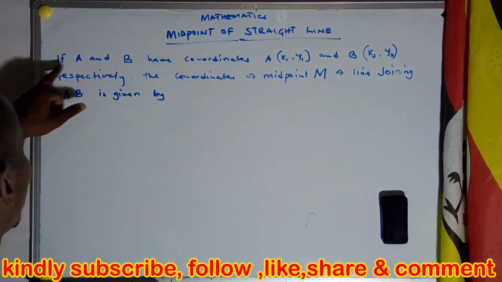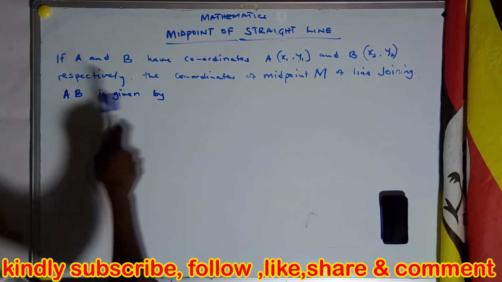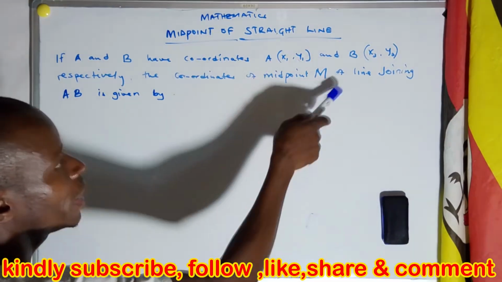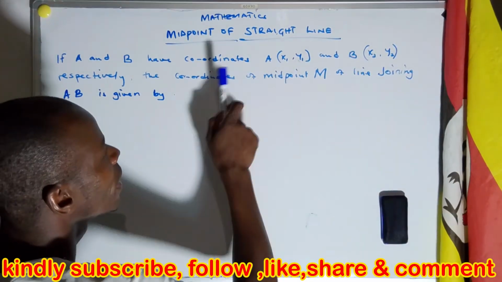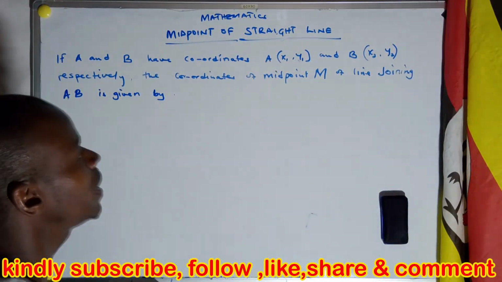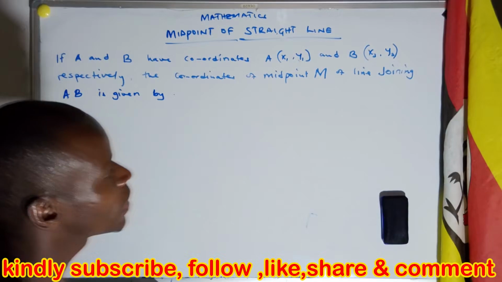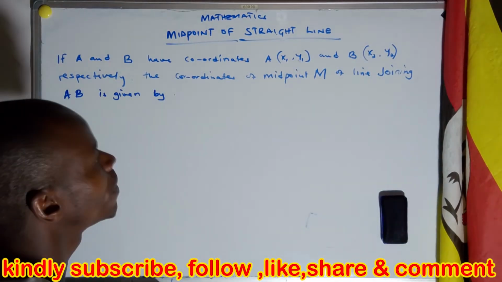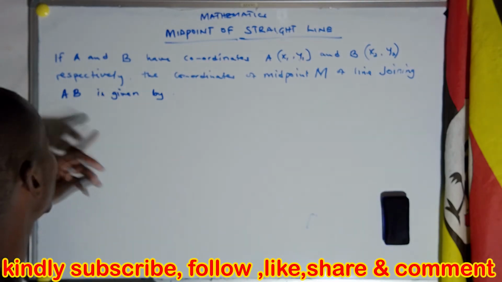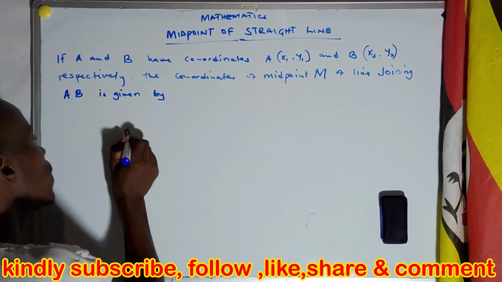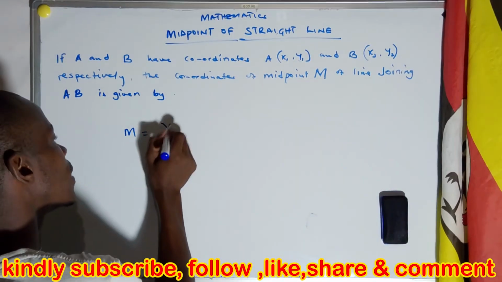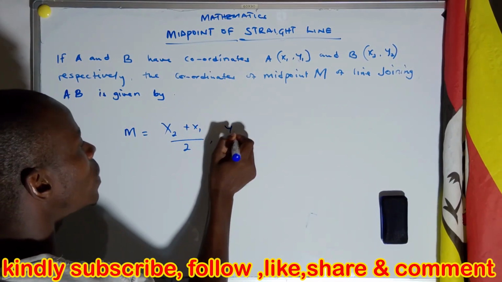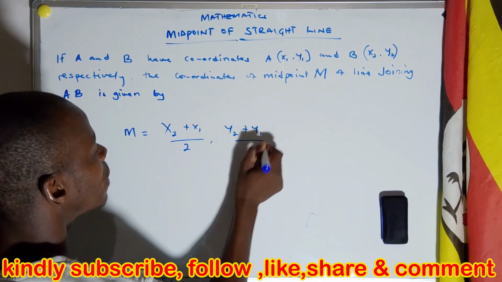The question is saying: if A and B have coordinates A(x1, y1) and B(x2, y2) respectively, the coordinates of the midpoint M of the line joining AB is given by M equals (x2 plus x1) out of 2, (y2 plus y1) out of 2.